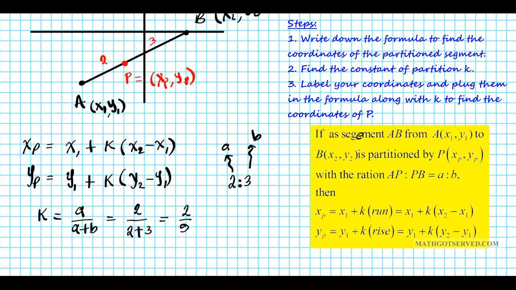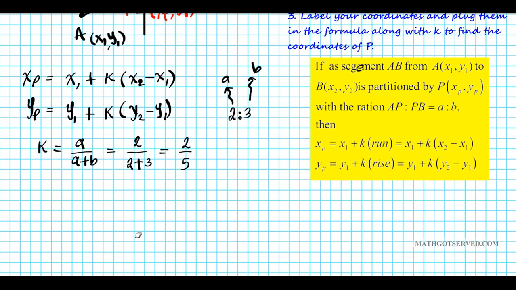So that's how you find the constant for your partition: you just put a, the smaller one, divided by the sum of the two of them, as long as you're starting from here. If you're starting from there, then you have to use 3 to get to this point. So there goes k, excellent.